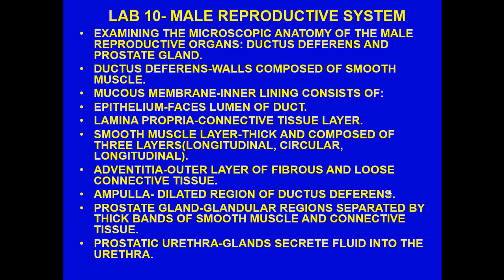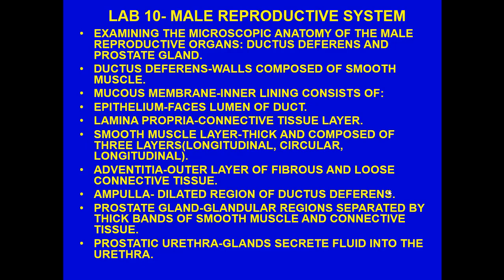Examining the microscopic anatomy of male reproductive organs, the ductus deferens and the prostate gland. So we're just going to go over this briefly. In the ductus deferens, the walls are composed of smooth muscle. They will do the contractions, almost like peristalsis, to help move along the sperm.